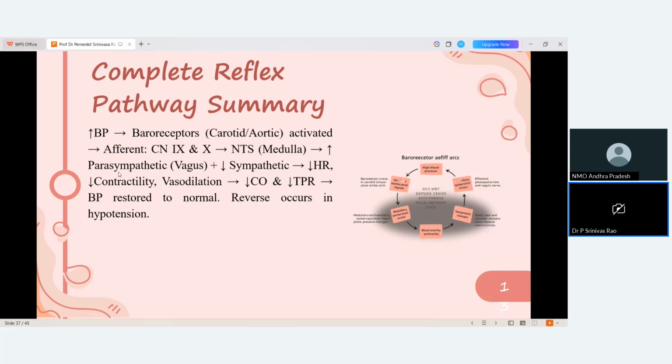So increase in the BP, baroreceptors, carotid and aortic activated, afferent cranial nerves 9 and 10. See, I'm repeating this so many times because it has to be written in your mind. It has to be written in your brain. Understood? This you cannot make a mistake. These are all very simple things. You should never make a mistake. Parasympathetic, what does it do? Decreases the sympathetic, decreases the heart rate, decreases contractility, vasodilation.